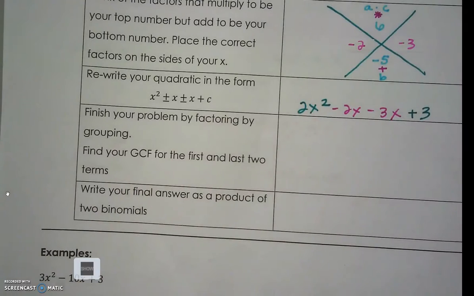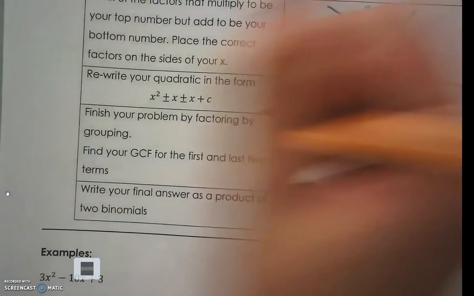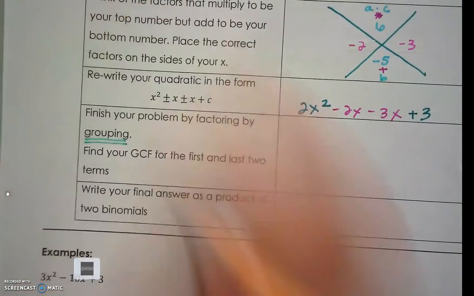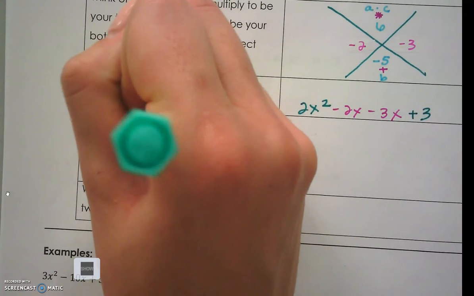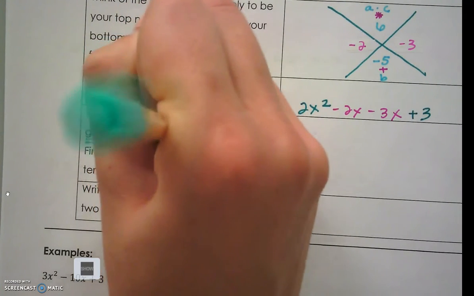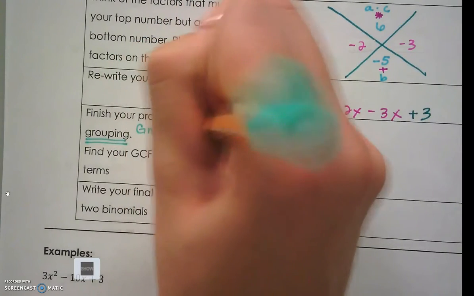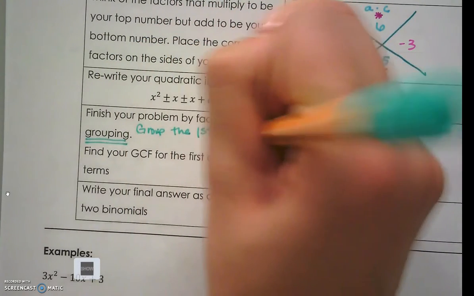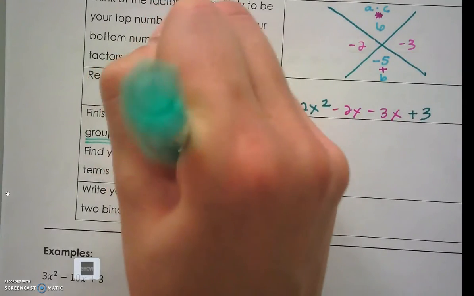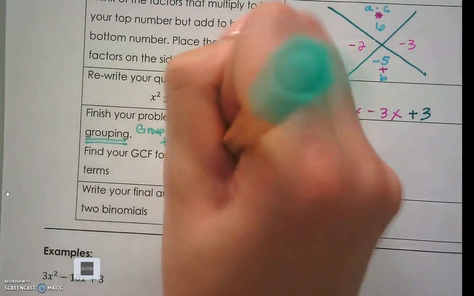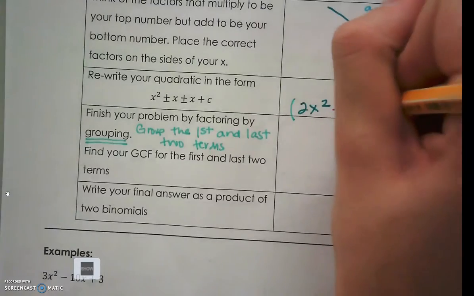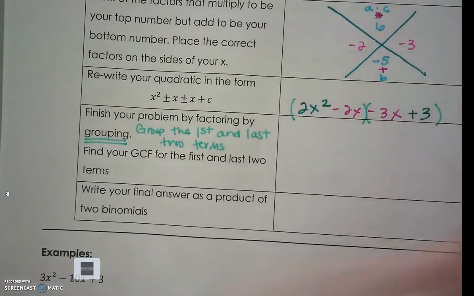We're then going to continue with something called grouping. We're going to group our first 2 terms and our last 2 terms together. So this word grouping: group the first and last 2 terms. The first 2 get grouped and the last 2 get grouped.